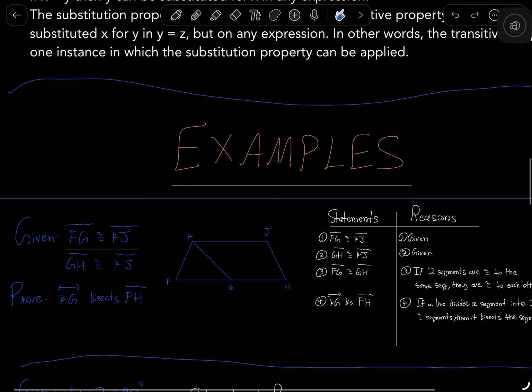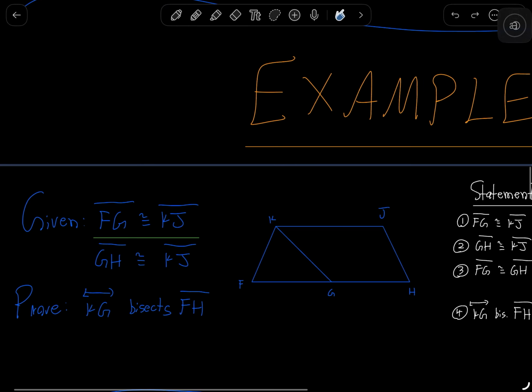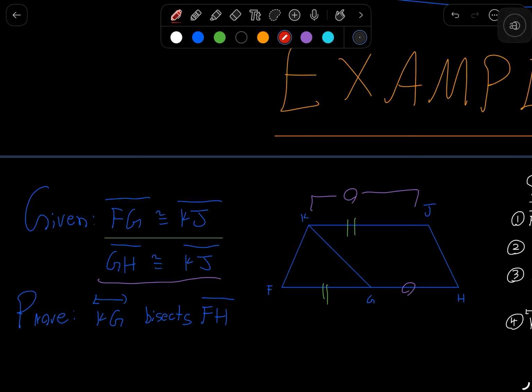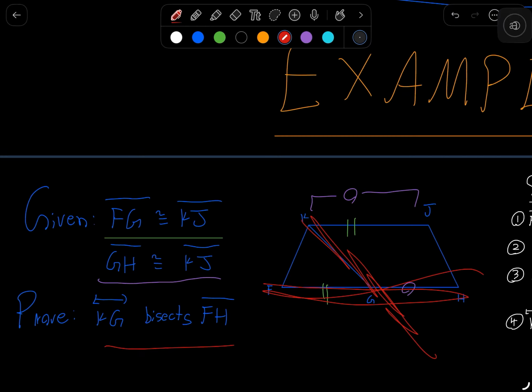Okay, let's look at some proof examples. So let's say you're given this diagram where you have FG is congruent to KJ, right? I'm going to indicate that in green here. And you're also told that GH is congruent to KJ. So those two are congruent too. Our end goal is proving that line KG bisects FH, so we're proving that this line here bisects this segment.